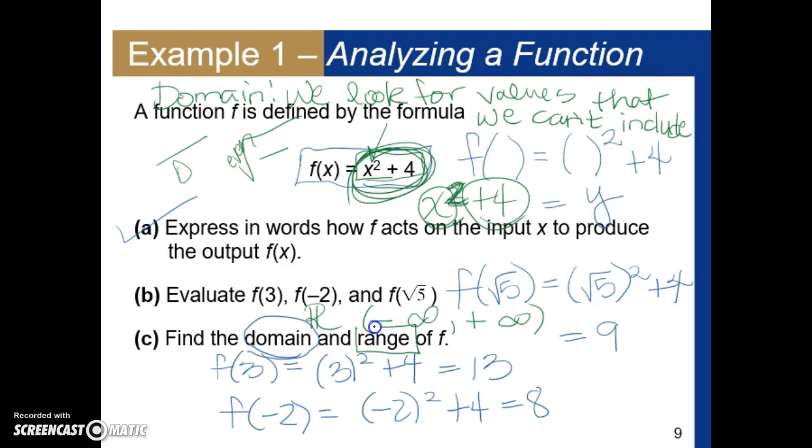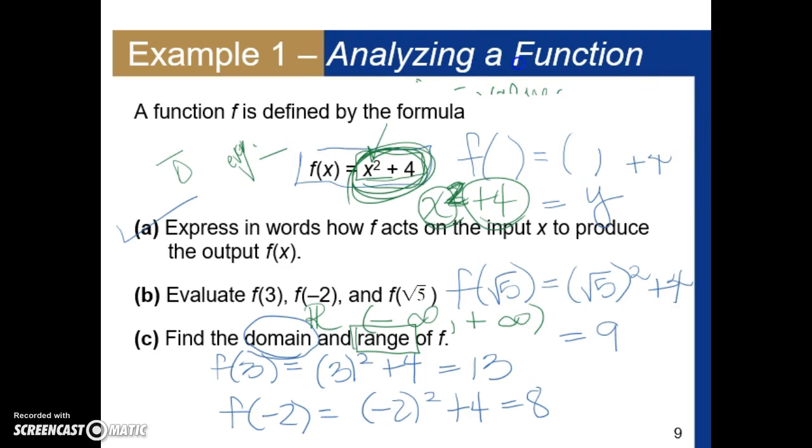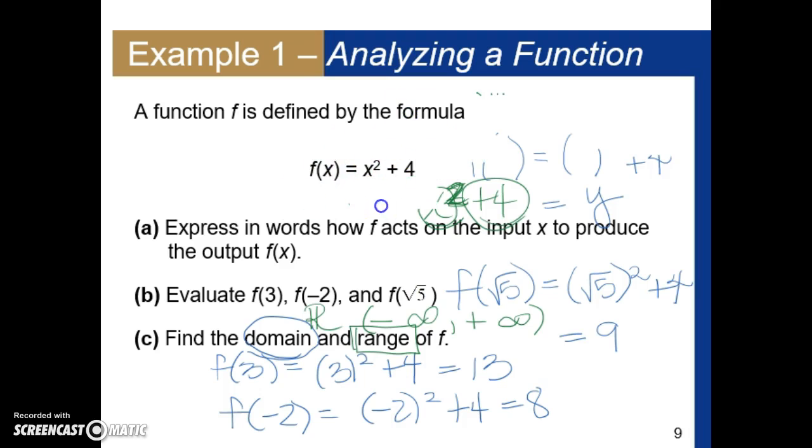Range is a little bit different. Range right now for us is going to be easier to find if we look at the graph. If we can look at the graph of a function, that's going to be the easiest way for us to find its range. It turns out that if we could use calculus, range is extremely easy to find. But just using algebra, we have some issues when it comes to range. So let's graph this function.